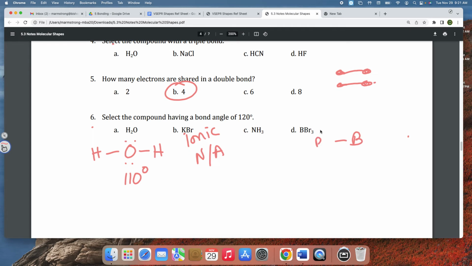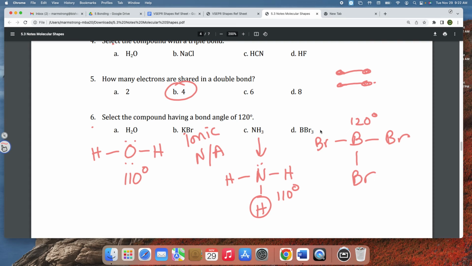BBr3, we didn't go over B today, but B can only bond 3 times. I think this one might be the one that's 120 degrees. NH3, we did this one previously, looks like this, and it has those lone pair electrons, and this one is about 110 degrees if you match up the 3 and the 1. So this one is the one that's 120 degrees. And again, boron can only have 6 valence electrons, 6 shared electrons.